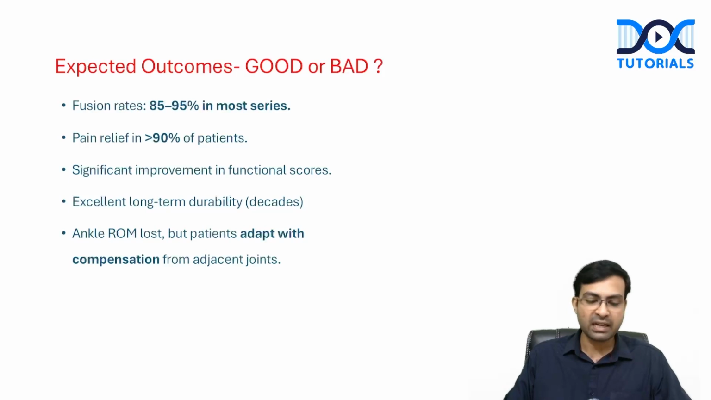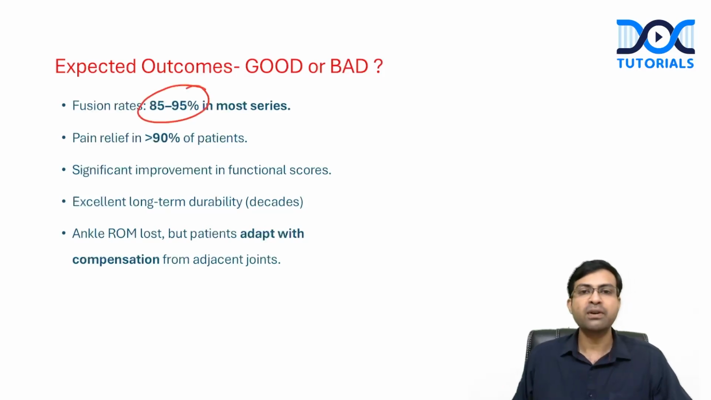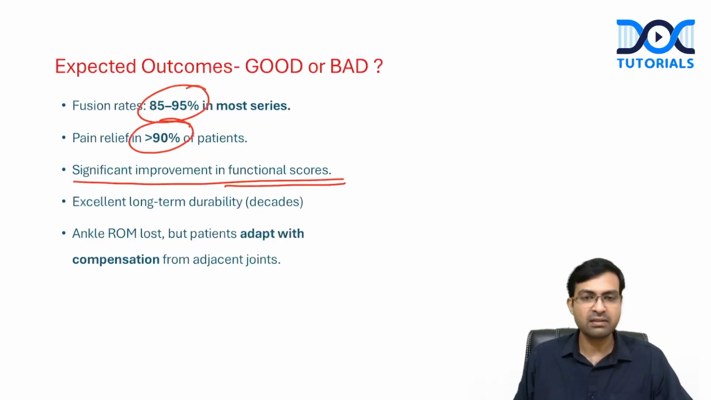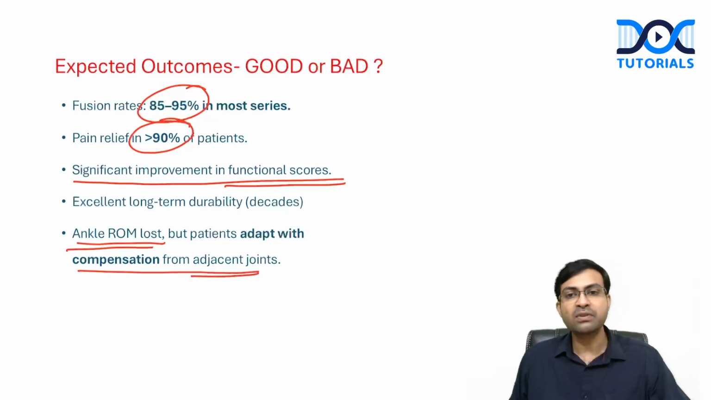If you look at the fusion rates, it is around 85 to 95% in most cases. Pain relief is seen in more than 90% of the patients, which is an excellent outcome, and significant functional improvement is seen in almost all studies. The long-term durability of the arthrodesis goes into decades. For decades, the patient will not have any problem with the arthrodesis. The only problem with such a procedure is that the ankle range of motion is lost, but the patient usually will have very good compensation from the other joints. That is why physical rehabilitation is also a very important post-operative protocol.